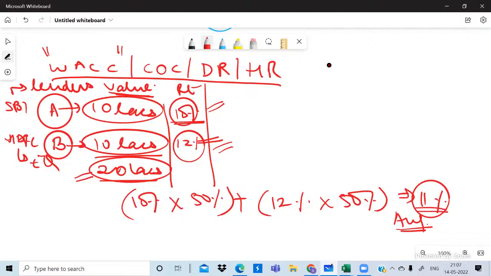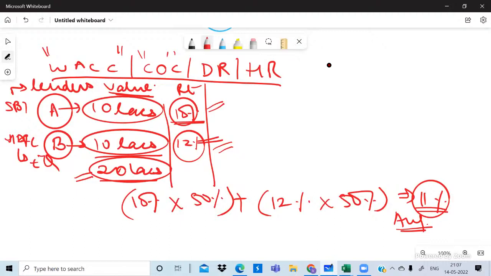Now, if they want a return from me, for them, it is a return. For me as a company, it is a cost because I have to give them that return. So for them, it is a return. For me, it is a cost as a company. And therefore, it is known as cost of capital.